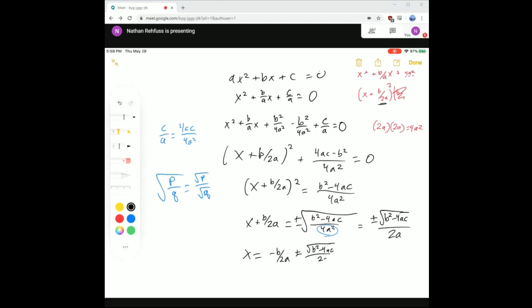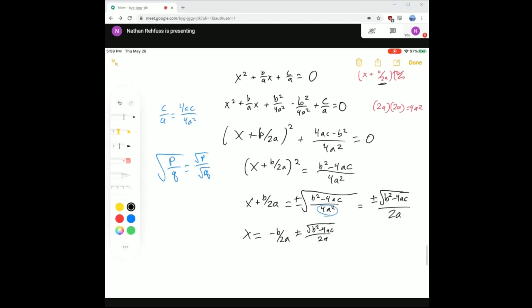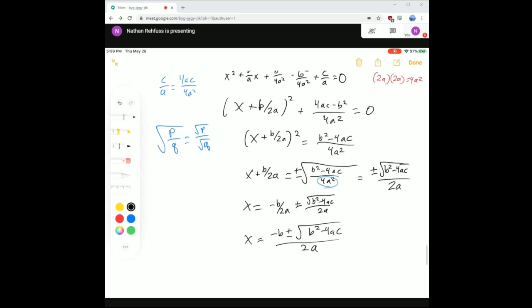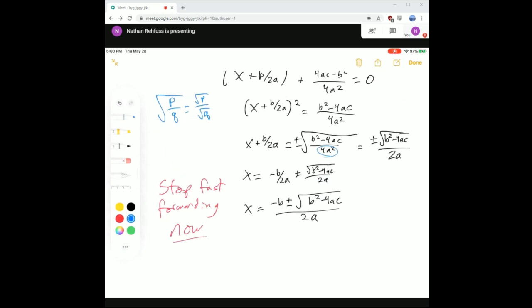And since I have a common denominator, I might as well combine them. X equals negative b plus or minus root b squared minus 4ac over 2a. Just for those of you who didn't want to follow that, if you were fast forwarding through that, it would be a good time to stop fast forwarding right around now. Okay, and now that we're all back with us, what did I get? This right here is the quadratic formula.